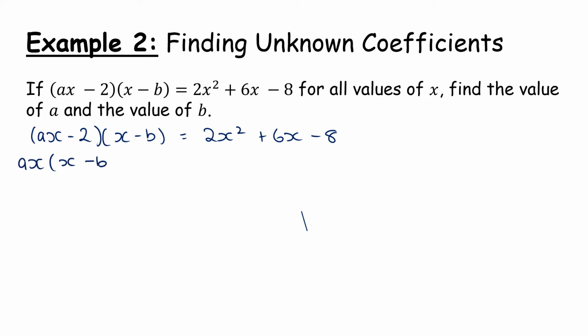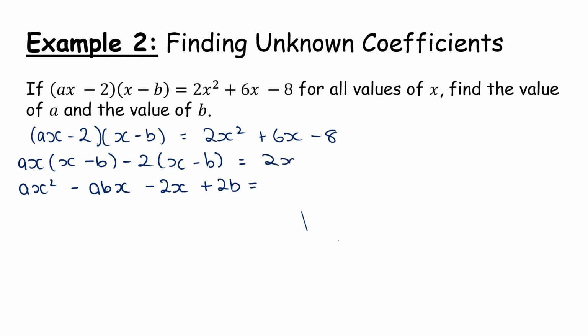Splitting out our brackets to multiply, we get ax times (x minus b) minus 2 times (x minus b). I get ax squared minus abx minus 2x, minus minus gives us plus 2b. At this point, I'm going to fill back in my right hand side, and then we'll start equating.